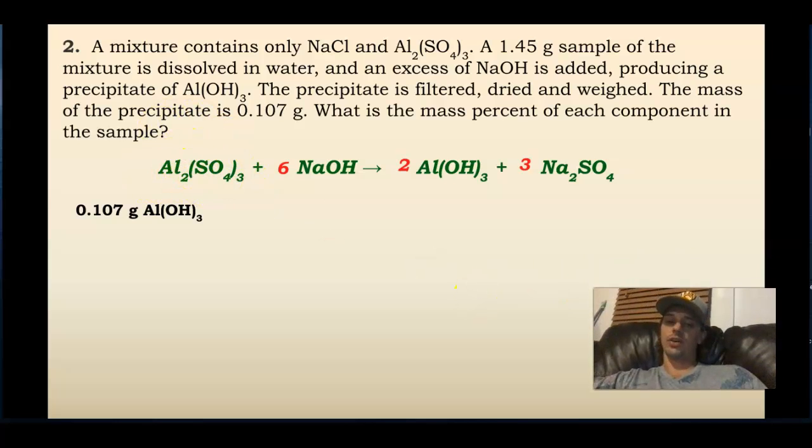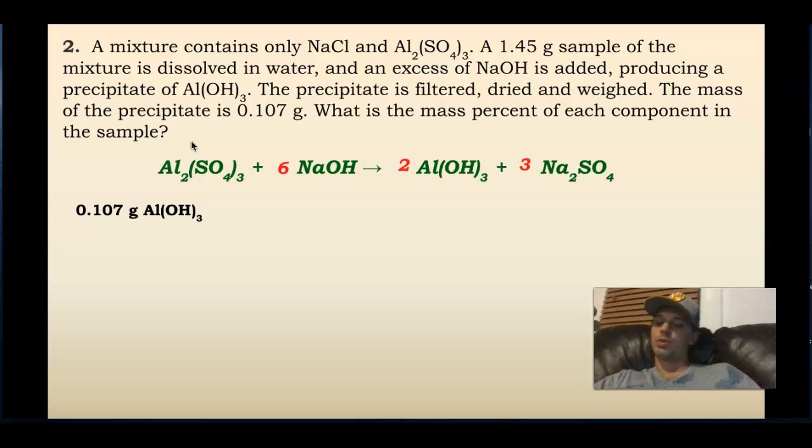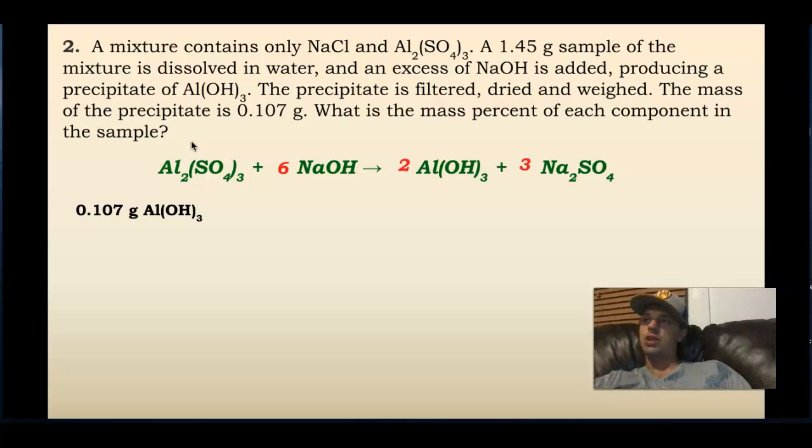So I want to figure out how much aluminum sulfate was in my mixture based on how much aluminum hydroxide I produced. Okay? So what I'm doing here is I'm creating a precipitate, drying that precipitate, weighing that precipitate, and using it to calculate how much reactant I started with based on the amount of product produced. Now you can do that for the limiting reactant, the one you know you're completely out of.